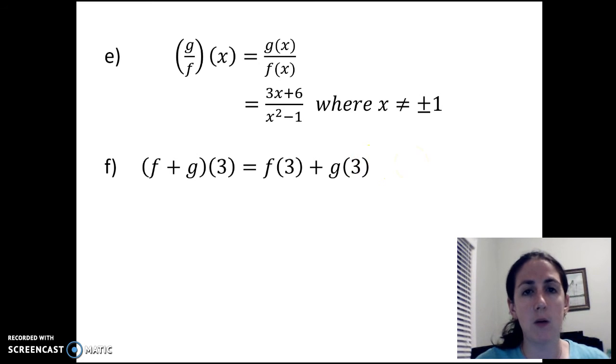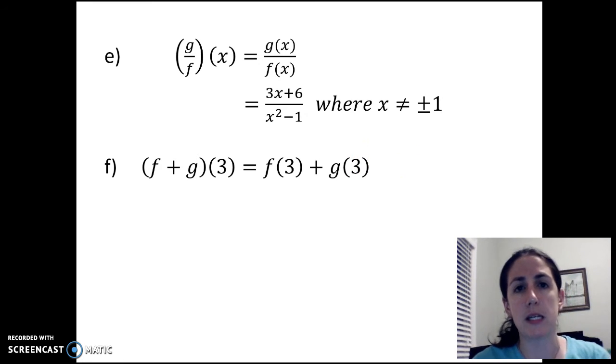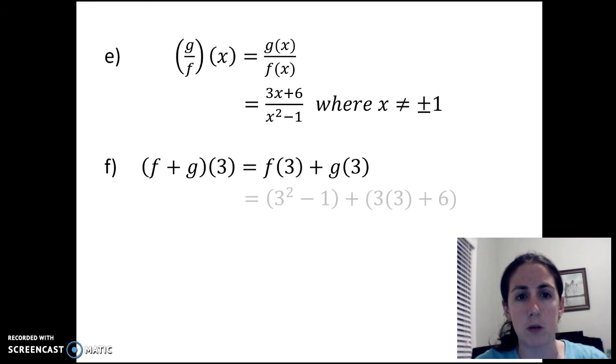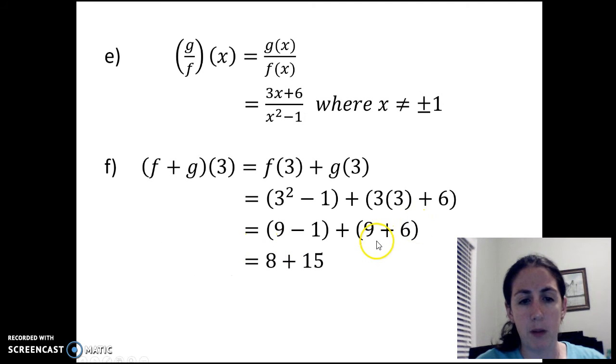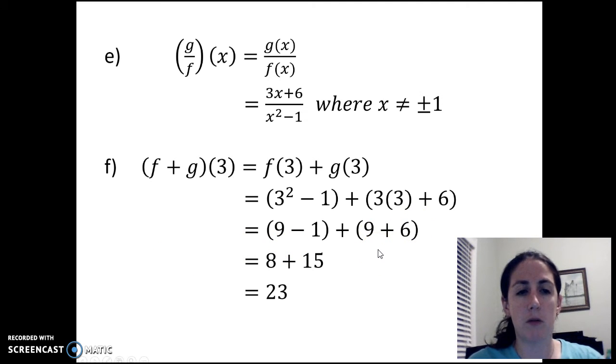Keep your functions in parentheses to make sure you do any necessary distributing. So f at 3 will replace x with 3 into f. G at 3 will replace x with 3 in g of x, and follow your simple order of operations. Parentheses first. 3 squared is 9 minus 1. 3 times 3 is 9 plus 6. Keeping within the parentheses, we end up with 8 plus 15 for 23.